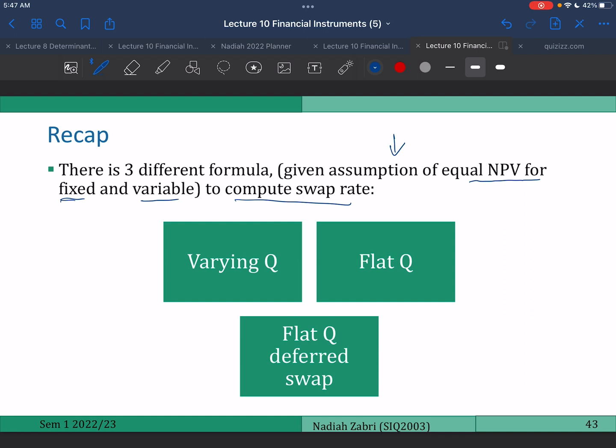Okay, so there are 3 formulas. First is the normal varying Q. This one is if our notional amount is flat, so we use the flat one. And then this one is if it's flat and also deferred. So there's 3. So when you have a question, you have to analyze which formula you can use.